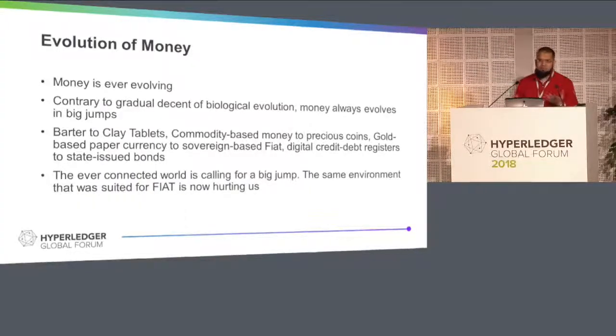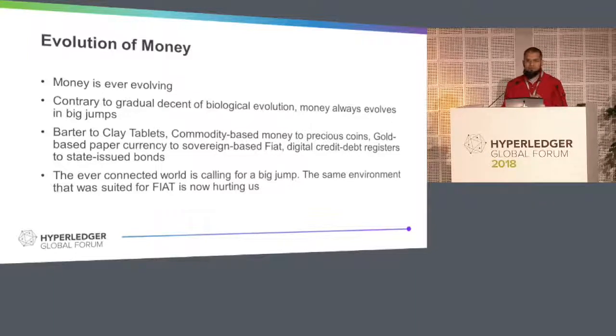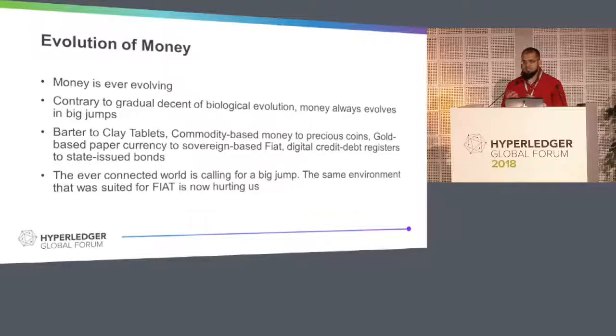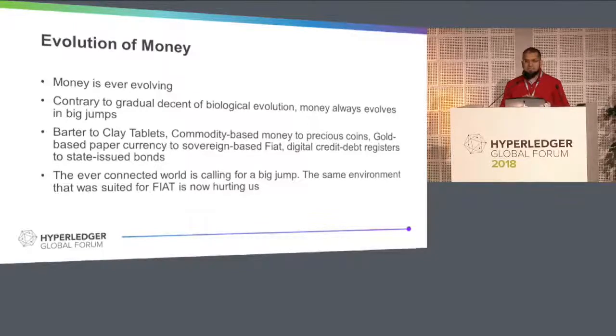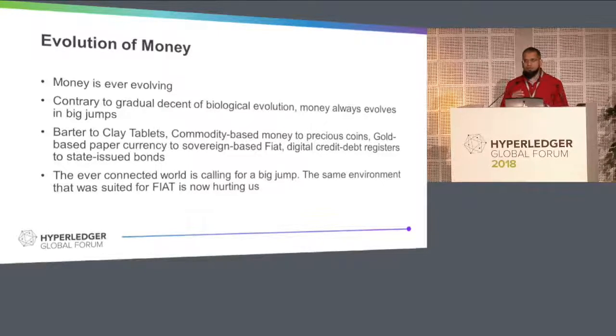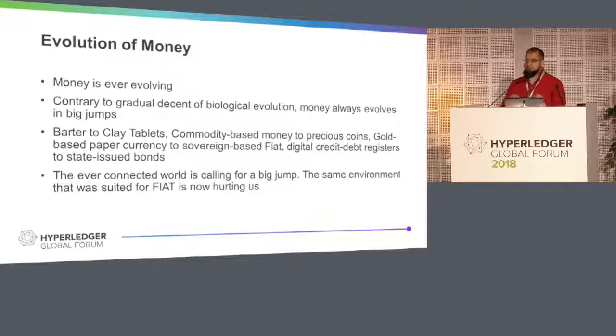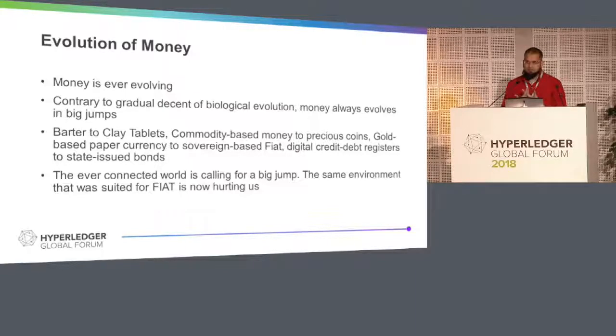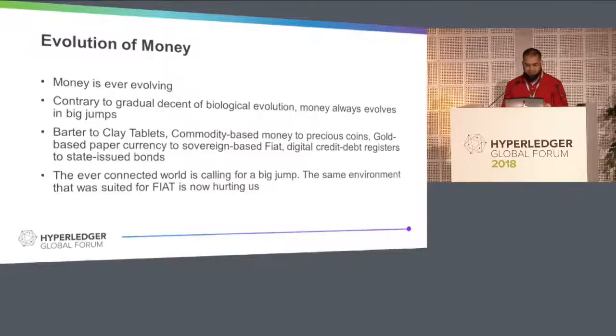So money is ever evolving, from salt mines, from rice stones, to clay tablets, to gold and coins, to the security issues borne by the government, sovereign-based currencies. If we see the last 2,000 years of money, it's always evolving. But contrary to biological descent, it always evolves in big jumps. You have salt, then suddenly you get gold, and then from gold you get a paper currency. So it's not a very gradual increase of evolution. That's the difference.